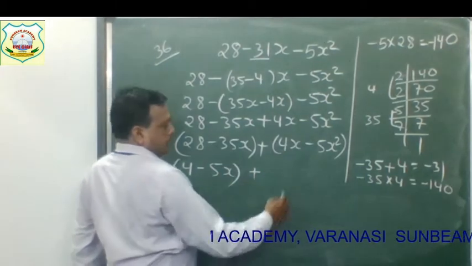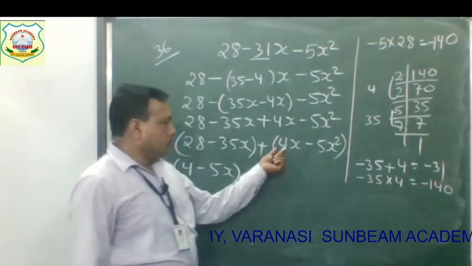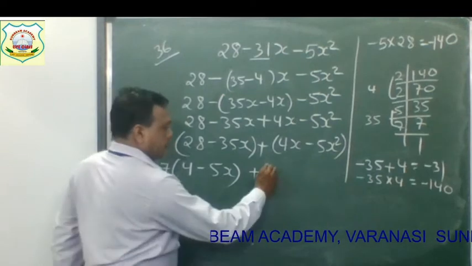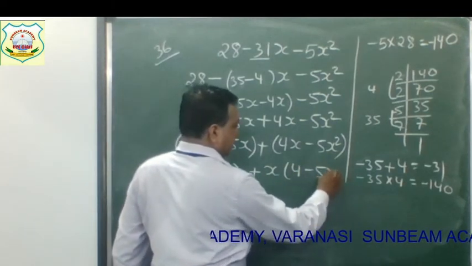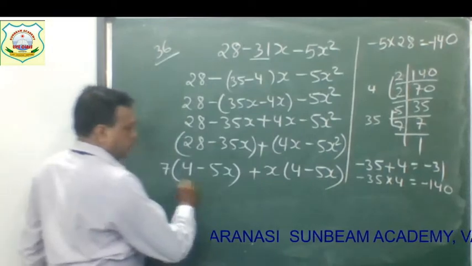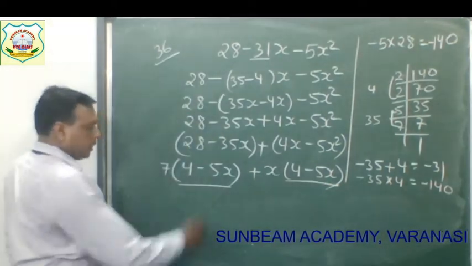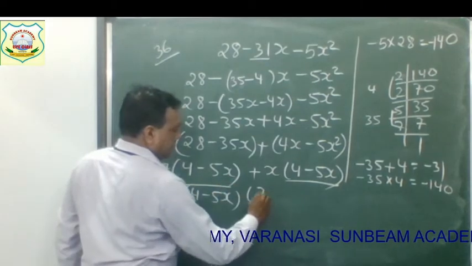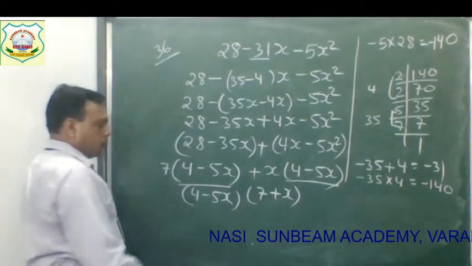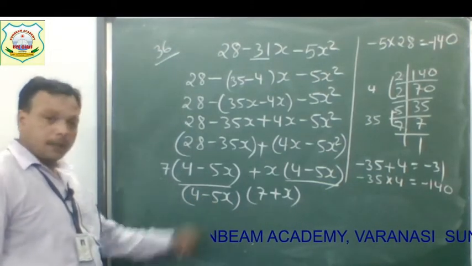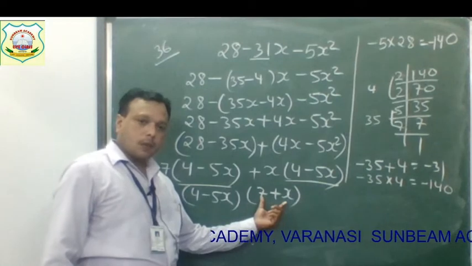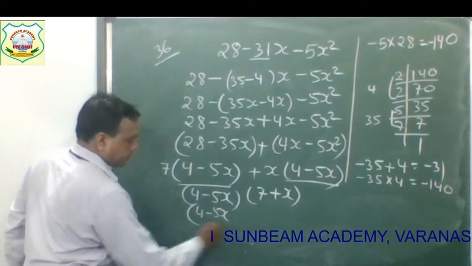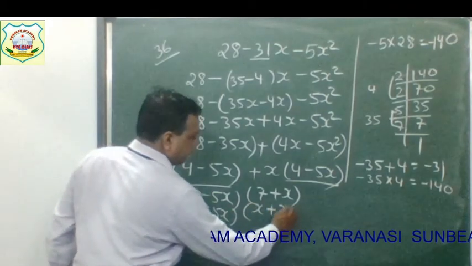plus here what we can see, only 4 and 5 numbers, x is common here, x and x square. So x we can take, so 4 minus 5x. 4 minus 5x in both places, that is common. So 4 minus 5x, 7 plus x. So 4 minus 5x we cannot change because of the minus sign, but 7 plus x we can also write as x plus 7. So 4 minus 5x and here x plus 7 we can write.